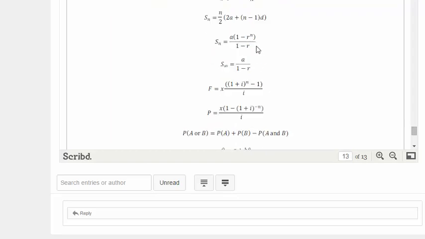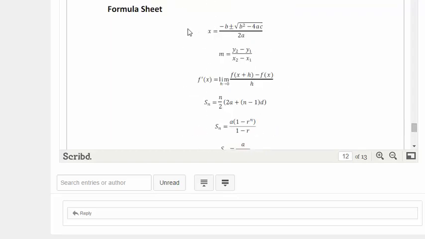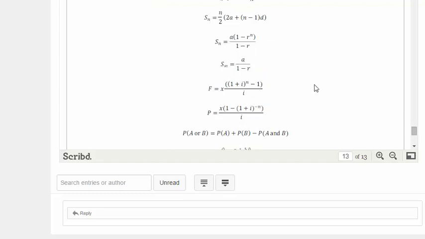Okay, so use this as a guide. In other words, this formula sheet is what I suggest you don't have to know off by heart. It's ones that I suggest they give you. But the rest, it would be to your benefit if you actually know them off by heart.